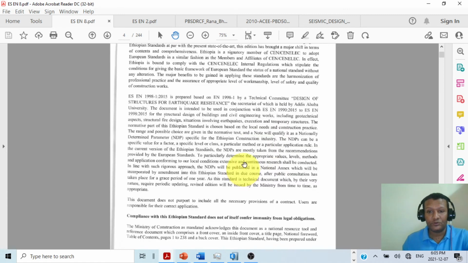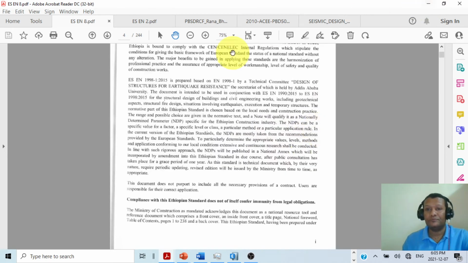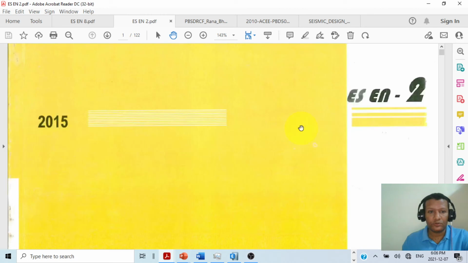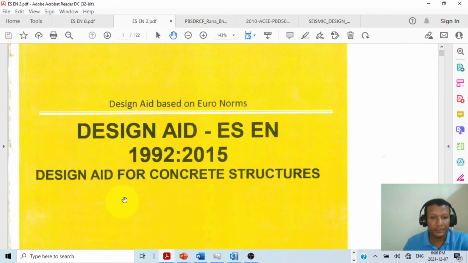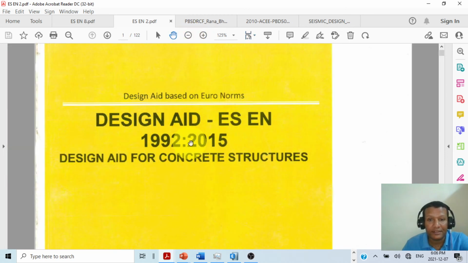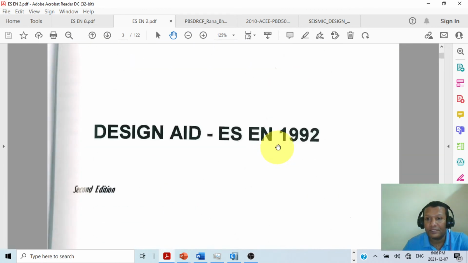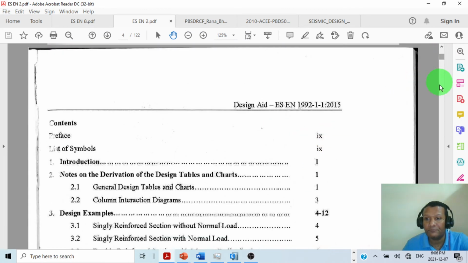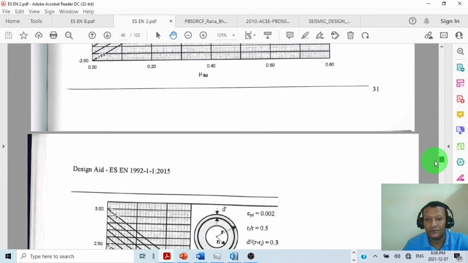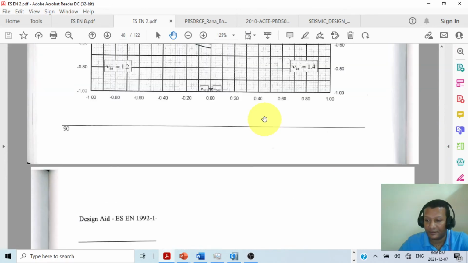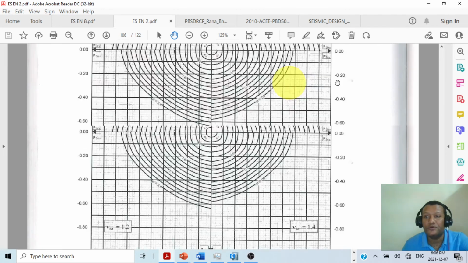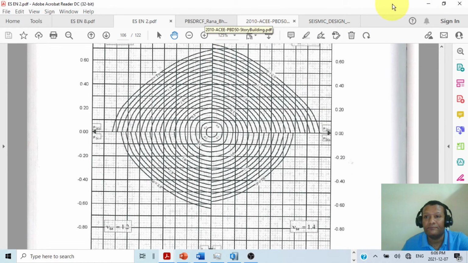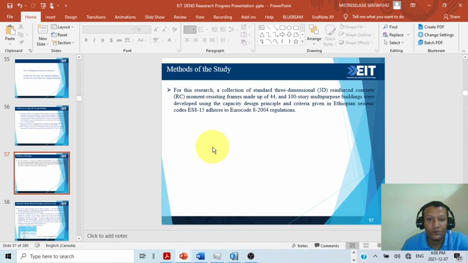So I invite you to read the rest, but let me go to my, this is also Eurocode 2, design of concrete structures, design aids based on Eurocode. This is also the same. This is for concrete design aids. So we can see all the tables for column and beam design. I can upload it to the YouTube video and we can see it later. Okay, let's go back to our presentation.